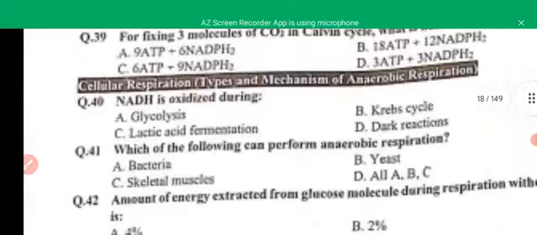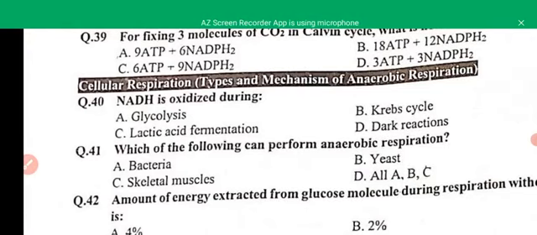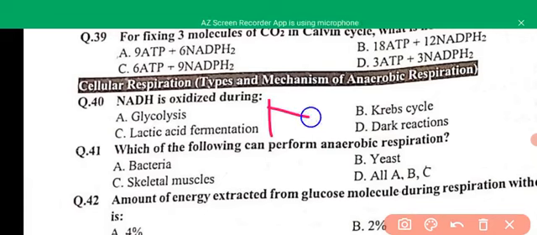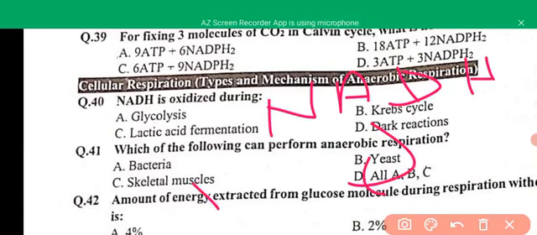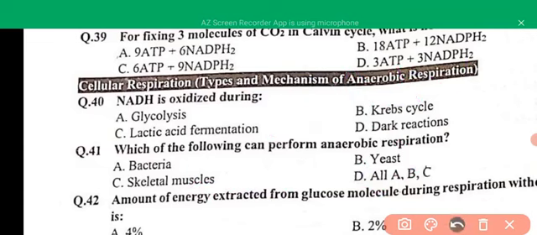NADH is oxidized during which process? During lactic acid fermentation, NADH is converted into NAD. So during lactic acid fermentation it gets oxidized. So the correct option is C.